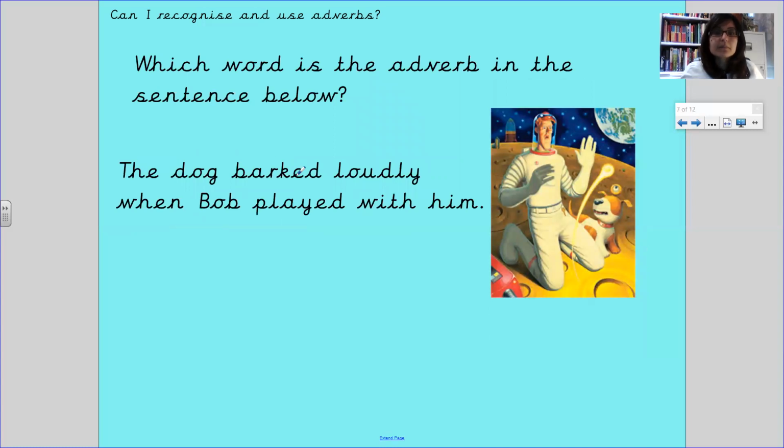Let's try another one. The dog barked loudly when Bob played with him. That's right, it's loudly. We're describing how the dog barked. Our verb is barked and the adverb loudly is describing how the dog barked.